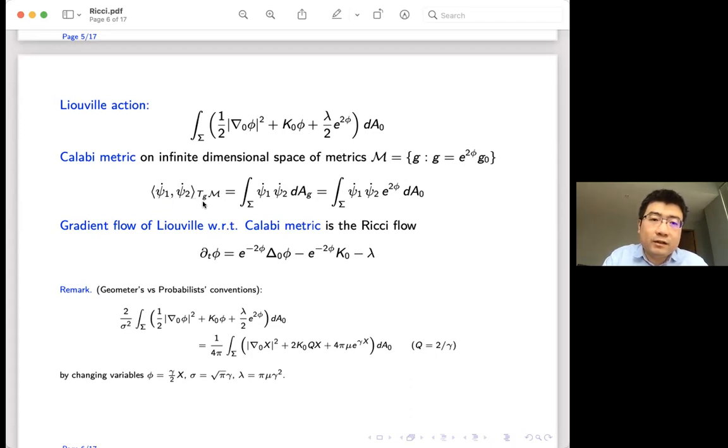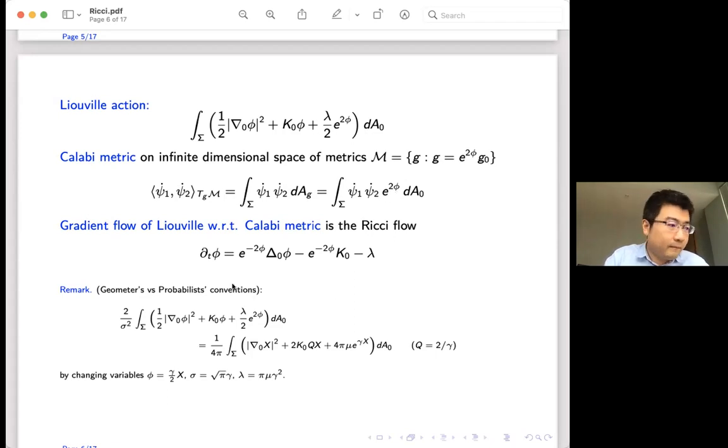And their scalar product at the tangent space at the metric G is defined as follows. It's just an L2 integral of them over the surface, but with respect to, and this is important, the area form of G. So the metric really depends on the point, right? It depends on where the tangent plane is. And this area form for G can also be written as e to the 2 phi times the area form of the reference metric. So you see how this depends on phi.